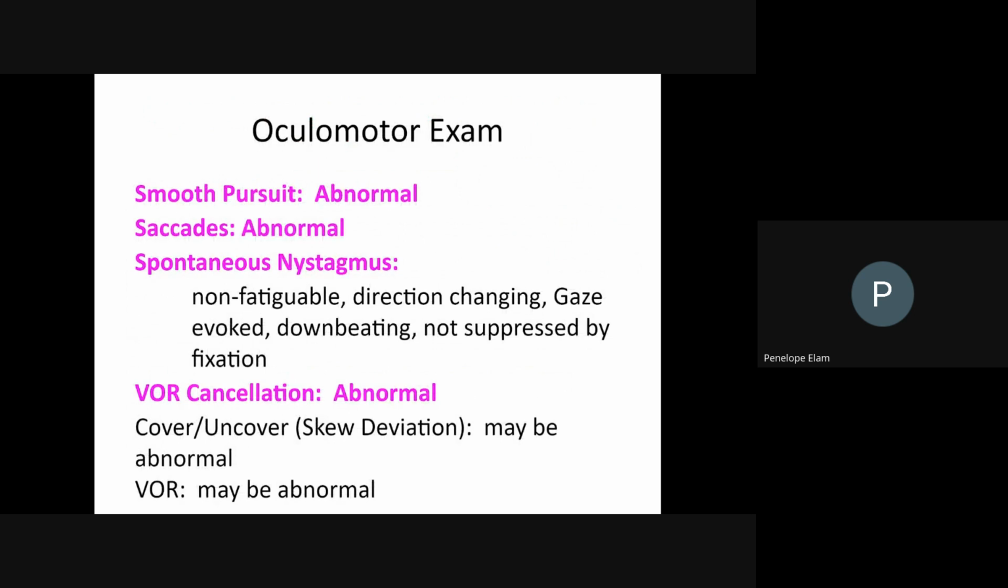In their oculomotor exam, if it's central, we'll probably see abnormalities in smooth pursuit eye movements. We're going to see abnormalities potentially in their saccades. We may see abnormalities in spontaneous nystagmus, so there may be spontaneous nystagmus present, or we may also see direction changing nystagmus, gaze evoked nystagmus. If it's purely downbeating and just stays downbeating, not suppressed by fixation, and doesn't fatigue, those are all indicators that it's probably a central issue, but we're going to cluster that with our smooth pursuit, saccades and some of our other oculomotor exam tests, okay? VOR cancellation is probably going to be abnormal as well. Cover-uncover may be abnormal, and VOR may also be abnormal.